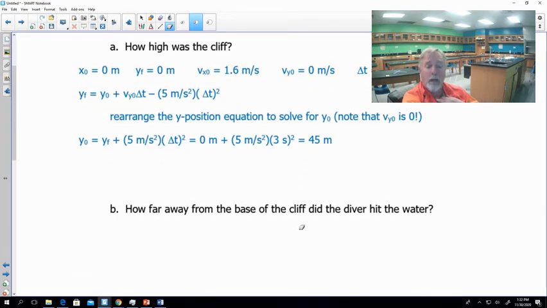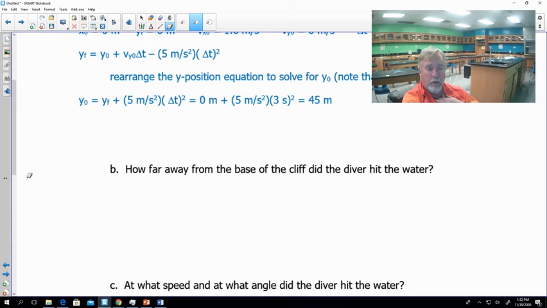How far from the base of the cliff did the diver hit the water? Okay, so we're going to be using our xf equation. We know we have no acceleration in the x direction, so our xf equation is really simple: x0 plus vx0 delta t. We know x0 is 0 meters. We know vx0 is 1.6 meters per second. We know what delta t is because they told us it was 3.